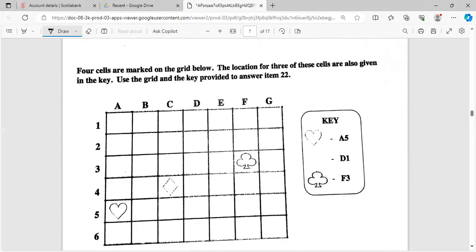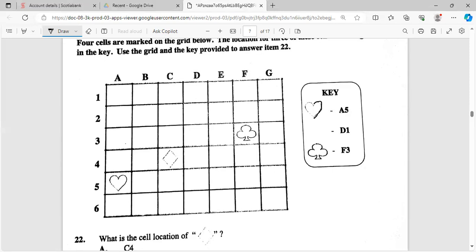Alright. 4 cells are marked on a grid below. The location of 3 of these cells are given in the key. Use the grid and the key provided to answer item 22. So the key is over here. So basically the key is telling you what is happening. So here we have the heart and this A5. So the letter is placed first. Same thing with this E1, and for the clubs F3. So in order to solve it, you can already see the pattern: you must put the letter first.